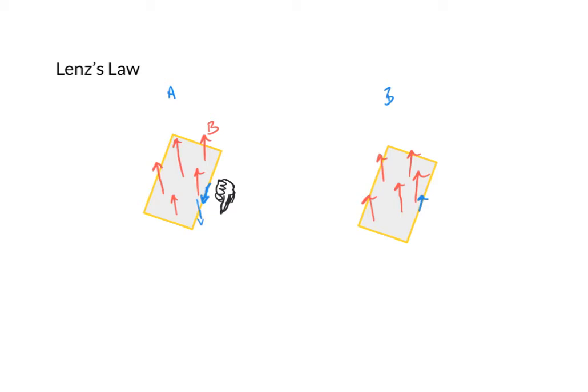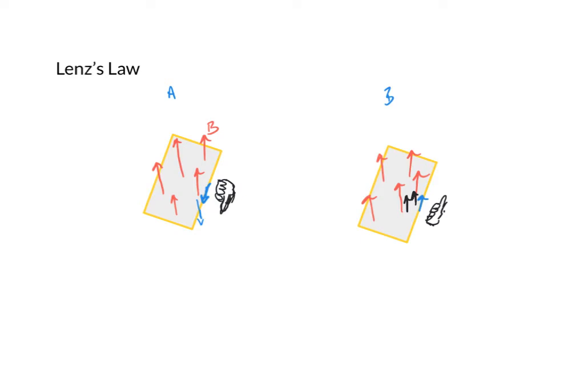Now let's look at option B. Again, I'm going to line up the thumb of my right hand in the direction of my current, and wrap my fingers around. I can see that within my wire, within the surface that I'm interested in, the magnetic field generated by my current is going to go up, or it's going to add to the magnetic field that created it.